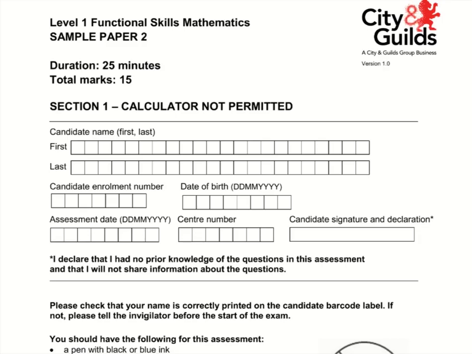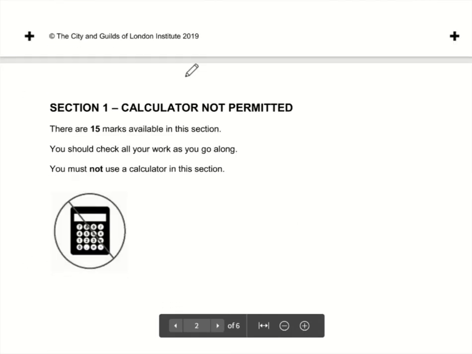Here are the video solutions for City and Guilds Functional Skills Maths Level 1. This is section 1, which is the non-calculator section, and this is from sample paper 2.